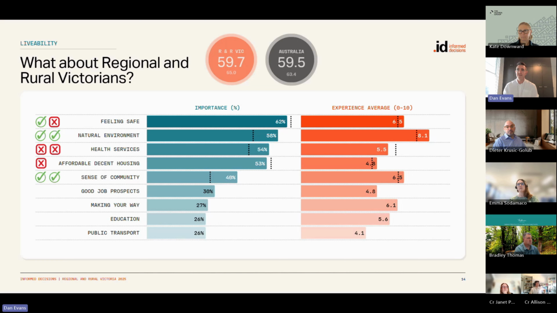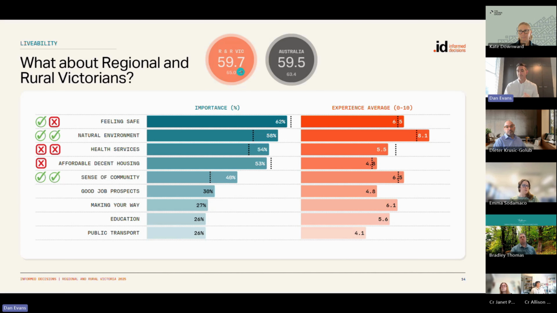And the two things that are really challenging regional and rural Victoria's livability: access to high quality health services. I'll speak about this. This is a regional and rural Australian issue. It's an aging issue. It's a mental health issue, but it's expressing itself here in these numbers in regional and rural Victoria, and affordable decent housing. So when we bring all those things together, we end up with an overall livability index for regional and rural Victoria of 59.7, which when we compare it to the 2024 livability index of 65, is a significant decline. I'm going to speak about that decline now.